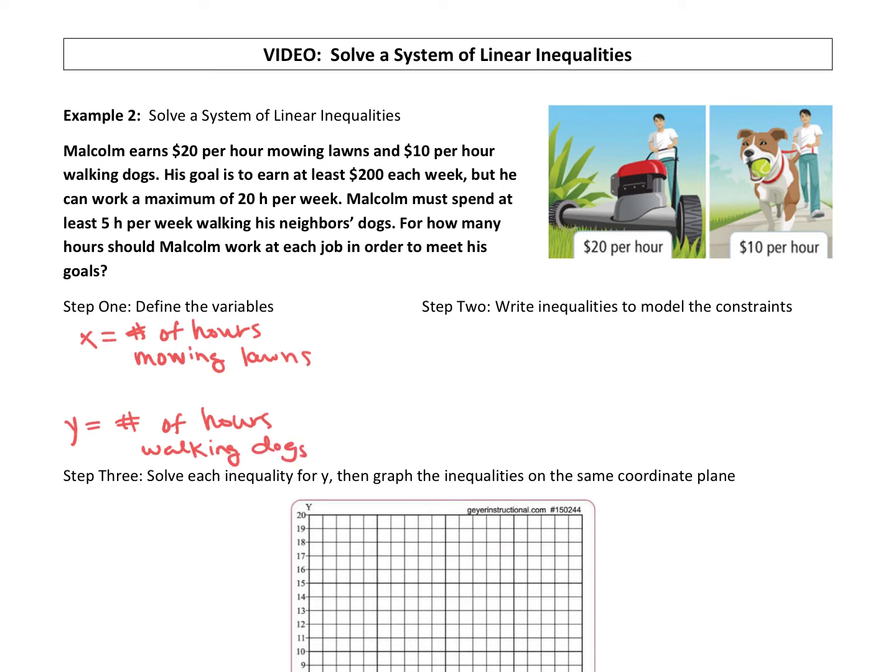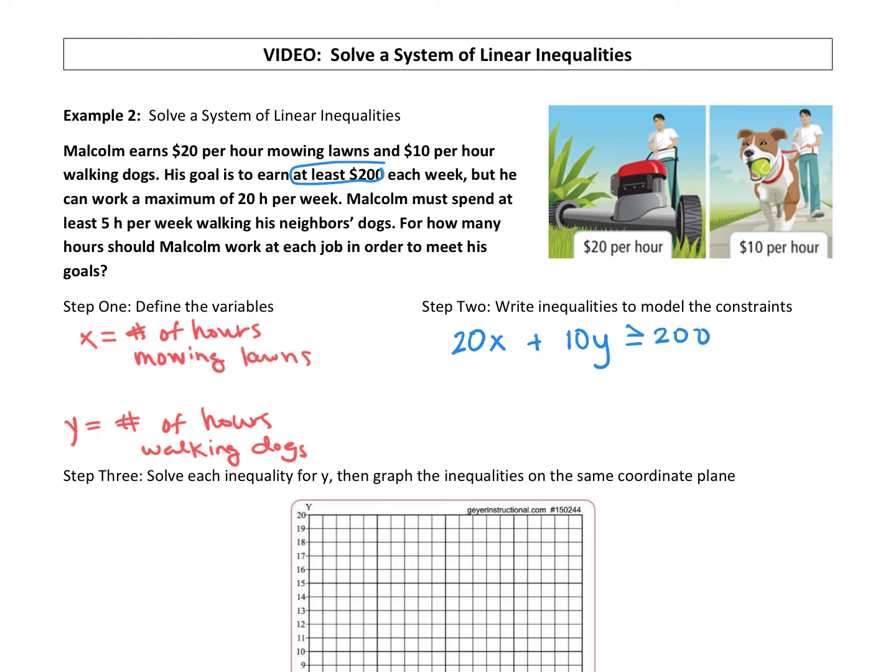Okay, now we're going to write some inequalities to model the constraints. And you'll see when this is graphed why the word constraint is being used. But we know that his goal is to earn at least $200 each week. So if we think about what that looks like, he is earning money mowing lawns. He's getting $20 times every hour that he mows lawns. In addition to that, he's making money walking dogs. He's getting $10 for every hour that he walks dogs, and he wants this to be at least $200. So that means $200 or more. So we're going to say greater than or equal to 200. So there's our first inequality.